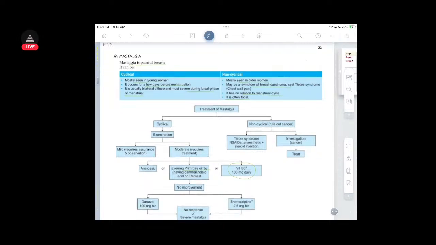Okay, mastalgia is painful breast. It can be cyclical, seen in young women few days before menstruation and during luteal phase, often bilateral and diffuse, most severe during luteal phase of menstruation. Then you have non-cyclical, which is mostly seen in older women, may be a symptom of breast carcinoma, cyst, Tietze syndrome, which is chest wall pain. It has no relation to menstrual cycle.